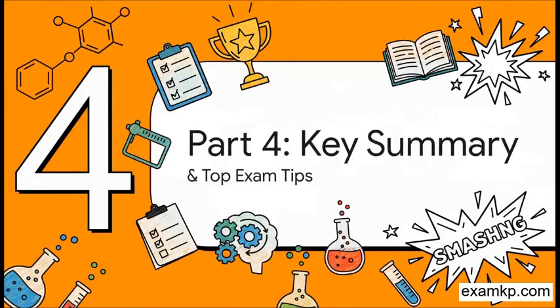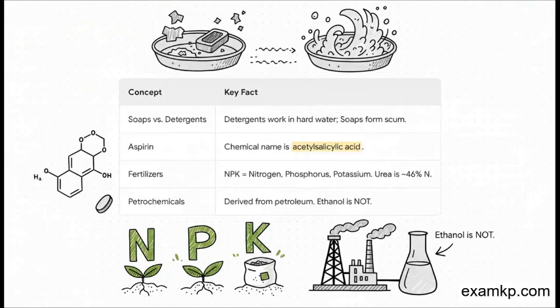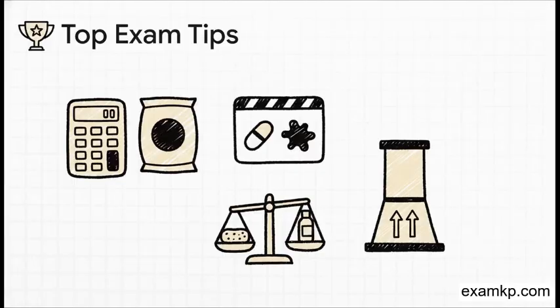For soaps versus detergents, the key takeaway is that detergents work in hard water while soaps form scum. Do not forget the chemical name for aspirin, acetyl salicylic acid. For fertilizers, NPK are the 3 primary nutrients. And finally, remember that petrochemicals come from petroleum, but watch out for trick questions involving things like ethanol, which does not.